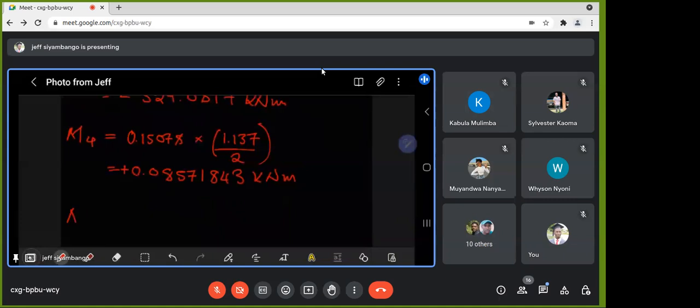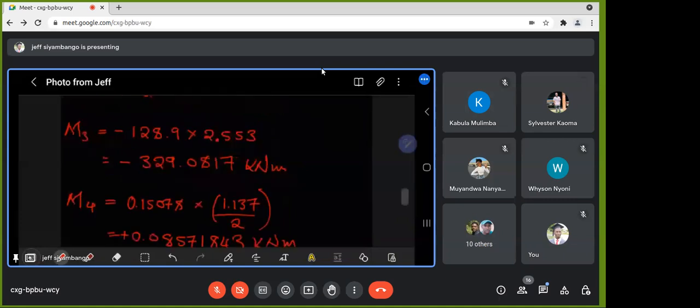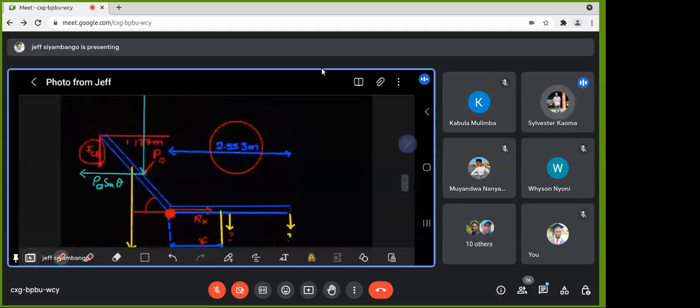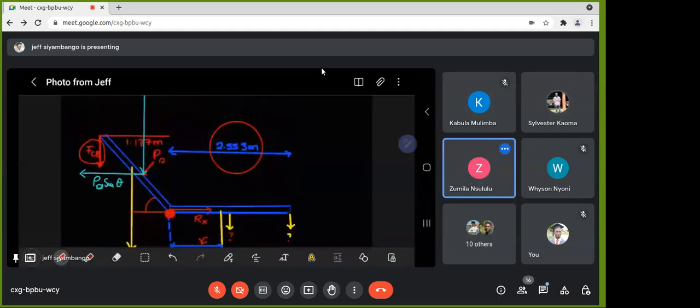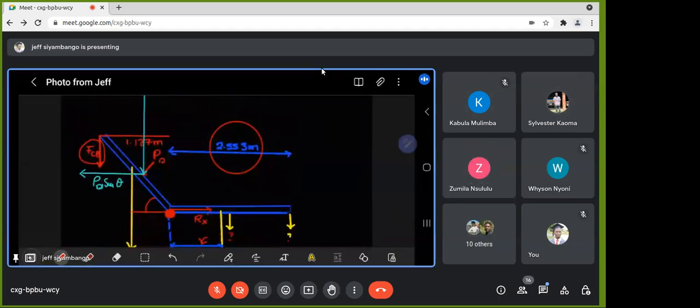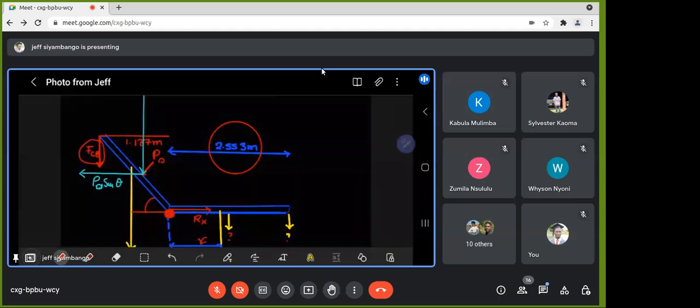The next one, M5. What will be our... Won't it be anti-clockwise? Yeah, it will be anti-clockwise. That's why I wrote positive. I said one thing, I meant the other. It will be anti-clockwise. That's why I wrote positive.